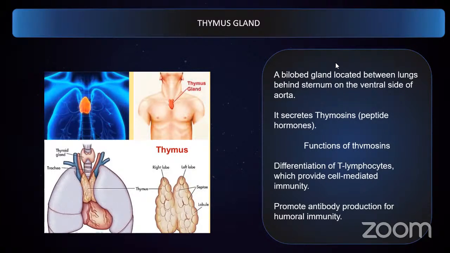When we see the location of the thymus gland, it is very easy to remember because we have the breastbone, that is the sternum, and the thymus is just below the sternum and above the heart, on the ventral side of the aorta. The thymus gland has a very crucial role in our immune system. It secretes a hormone called thymosin, which is a peptide hormone.